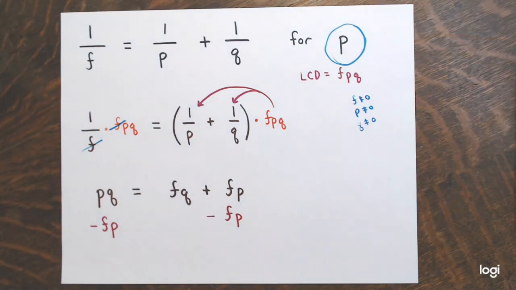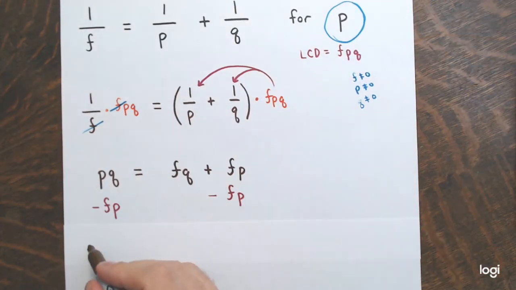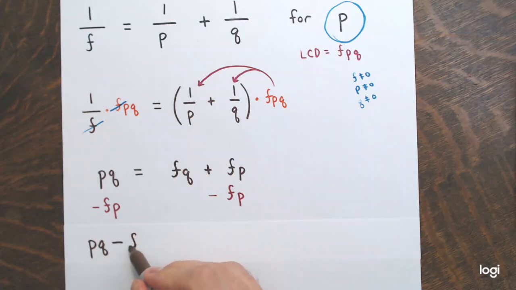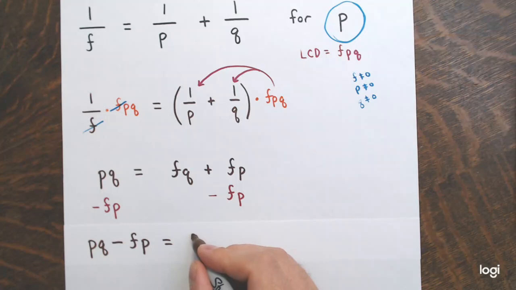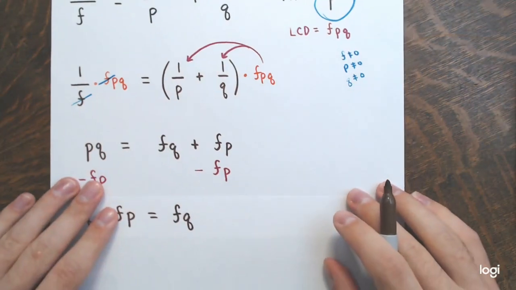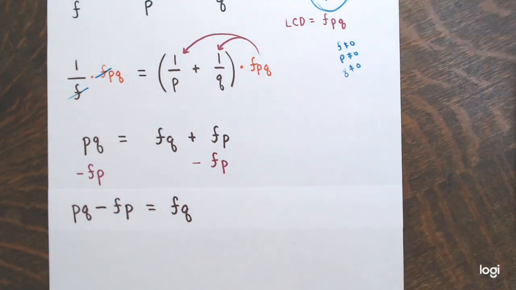And now I have this. On the left side, there's pq minus fp. And there's all the terms with p. And on the right side, when I get rid of the fp, the only term without p attached is f times q. Alright, so I've gathered all the terms with p on one side, all the terms without p on the other.